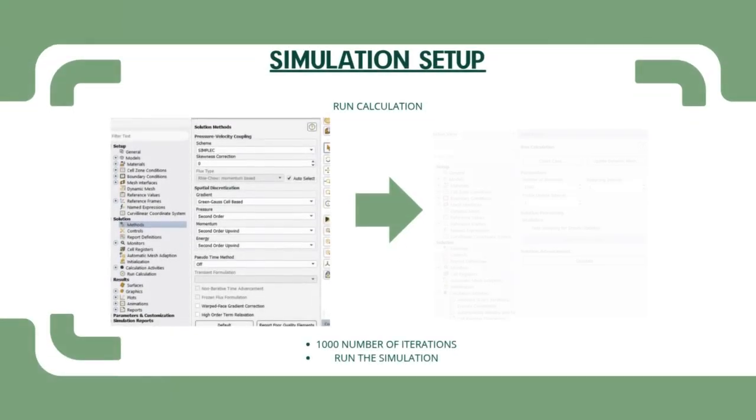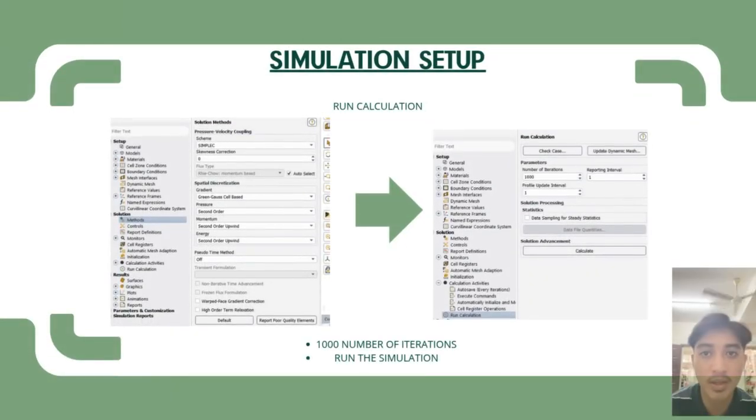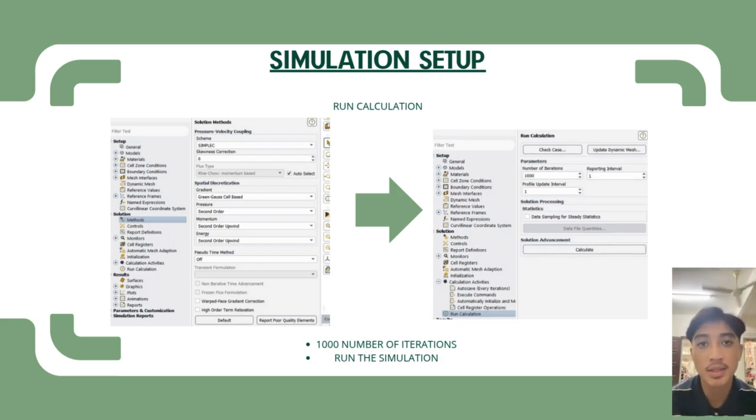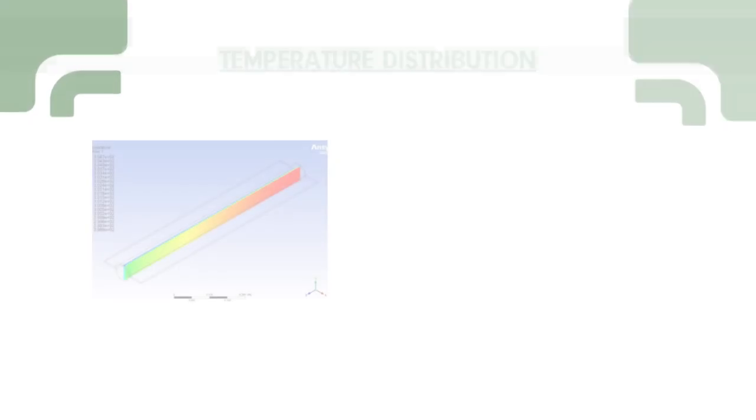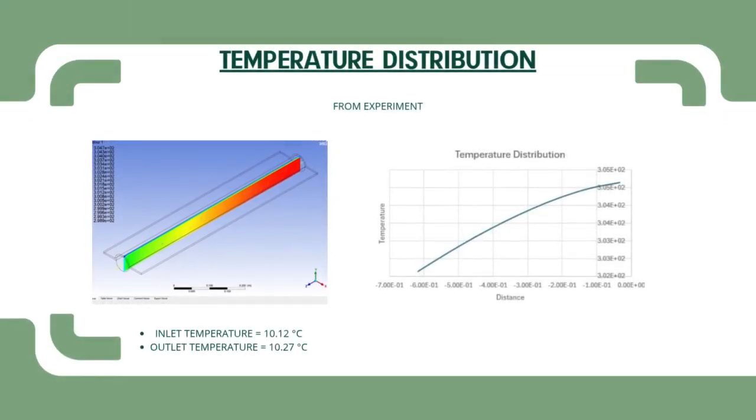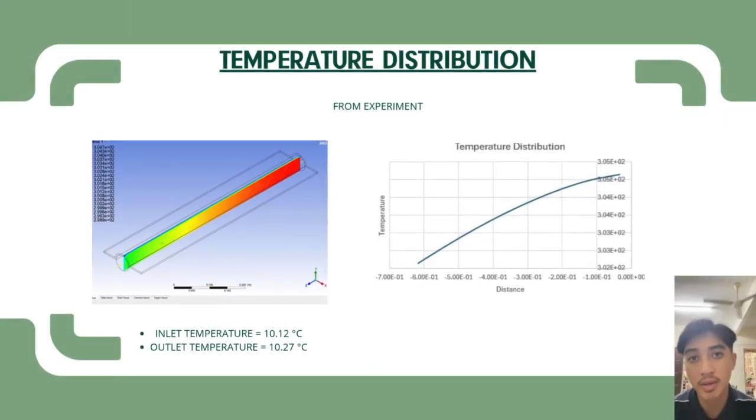So next is run calculation. The simulation was executed for 1000 iterations. This was sufficient to achieve a converged solution and observe the thermal response of the system under steady state solar loading. Temperature distribution from experiment. Based on experimental data, the inlet water temperature was 10.12 degrees Celsius and the outlet temperature was 10.27 degrees Celsius. Although the change appears minimal, it provides a measurable indication of energy absorption. In practice, optimizing material choice and boundary setups could improve heat gain significantly.